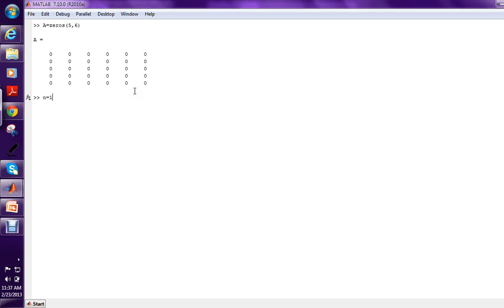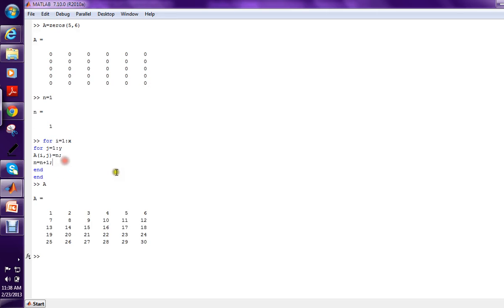So for example, n equal to 1, for i equal to 1 up to x, for j equal to 1 up to y. Then the cell value A(i,j) would be n, and then n equal to n plus 1. Okay, and I hope it will work. Yeah, so right now let's see what A is. Yeah, so we have got this. So this simple formula can help us understand.